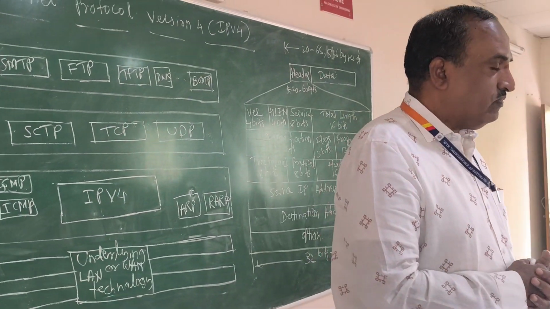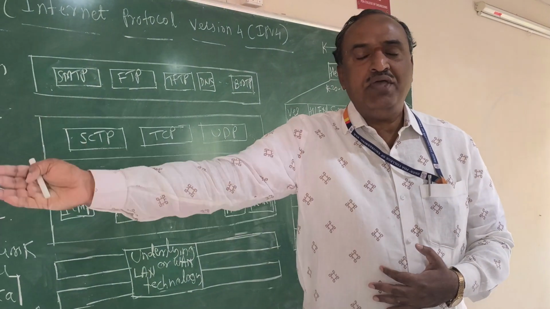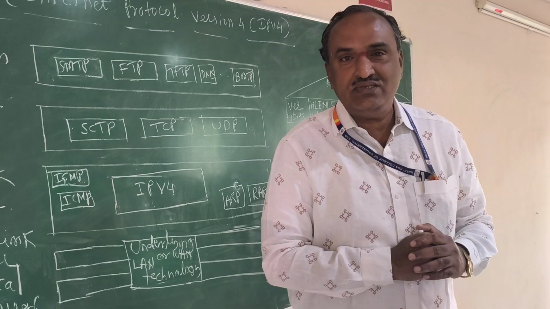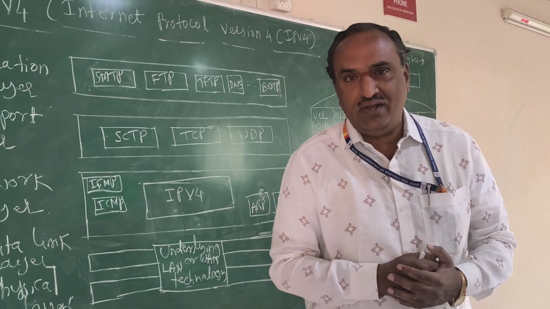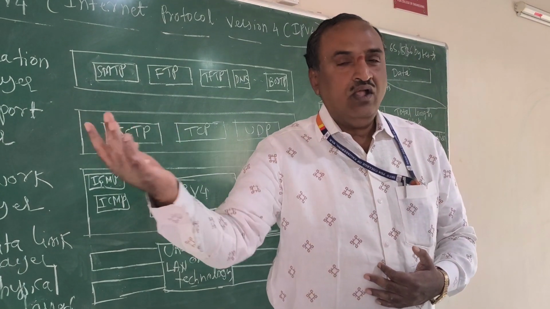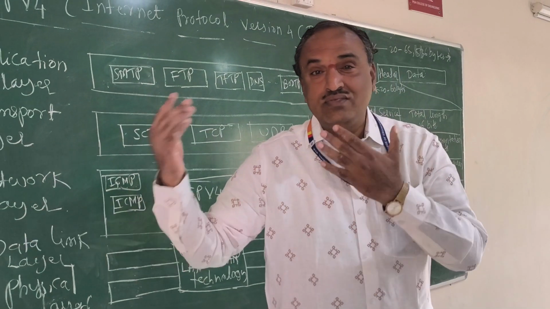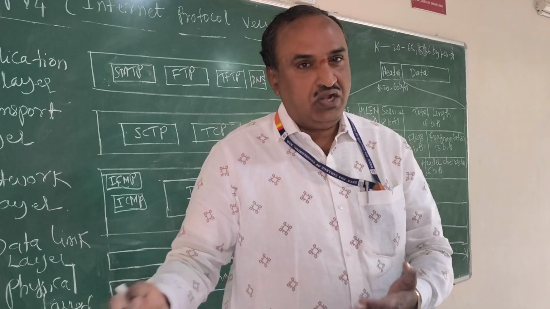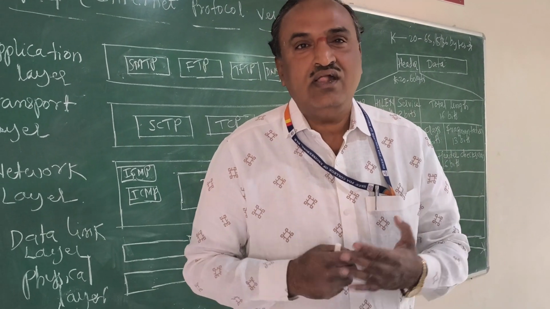Logical addressing: suppose I am here, and one of my friends is elsewhere in America, Australia, Europe, wherever he may be. Suppose I transmit a message, I am connected to the internet, and he is also on the internet. How will the message go to his system, even though lakhs, crores of systems are connected? Nowadays everyone is using it.